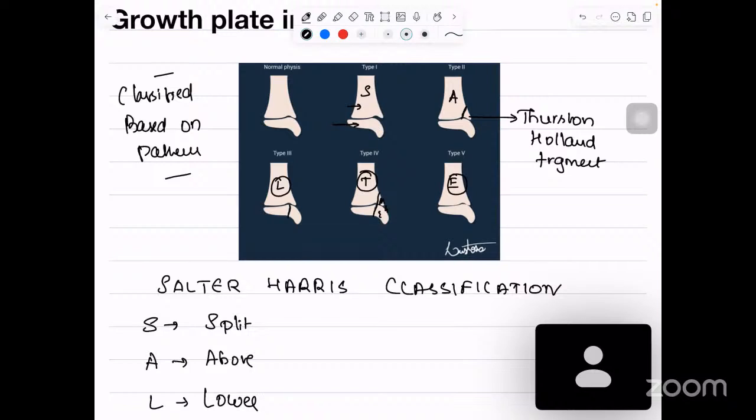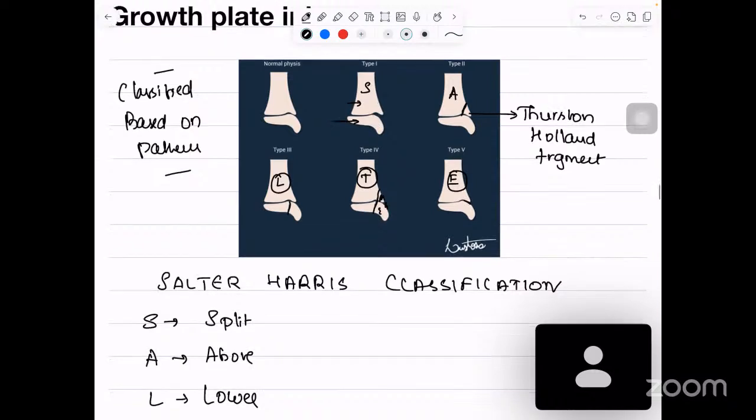Fifth is known as impaction. There won't be any fracture or any split, but the growth plate here gets crushed. Okay, the growth plate gets crushed here. See here, it's getting crushed, so there won't be any more growth development after this stage.